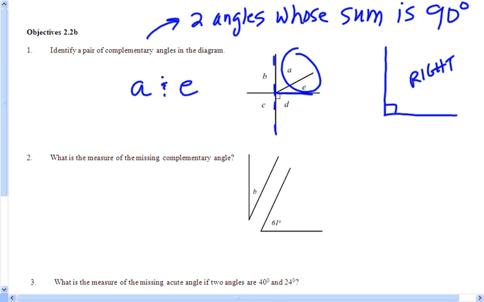All right. What is the measure of the missing complementary angle here? Again, we know these two angles add up to 90 degrees. So we can just say B plus 61 equals 90. Then we can just subtract 61 from 90 to get B, which is 29. So this is a 29-degree angle.